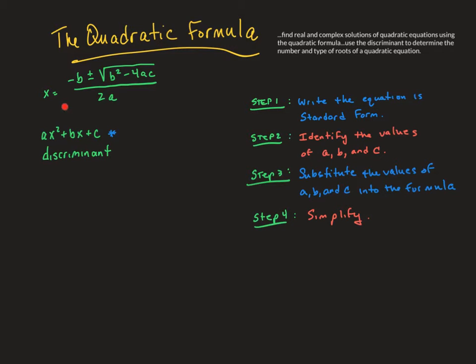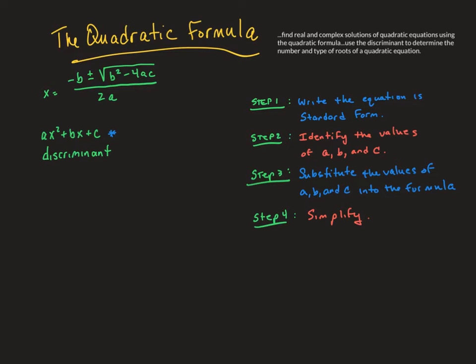In case this should jog your memory, this was the quadratic formula. x equals negative b plus or minus the square root of b squared minus 4ac, all of that over 2a. It is important that you understand that the standard form is where we derive the a, b, and c from. They're coming from our quadratic equation.